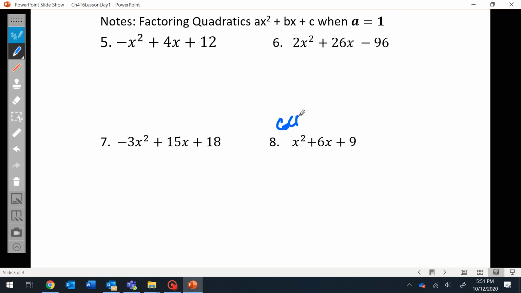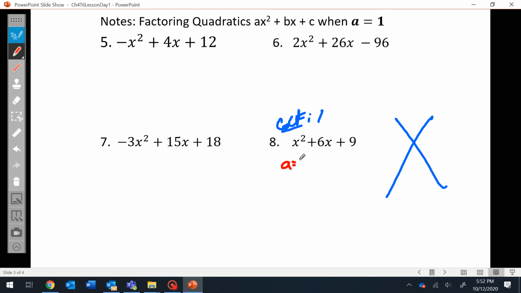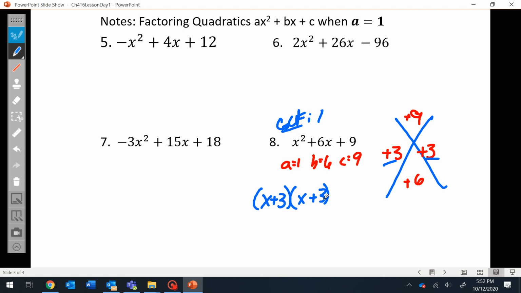Number 8, GCF is 1, so we don't need to factor that out. It's already in standard form. So I have a is 1, b is 6, c is 9. Up top is a times c, which is +9, and the bottom is b, which is +6. The two numbers that multiply to +9 and add to +6 are +3 and +3. So my two factors are x plus 3 and x plus 3.